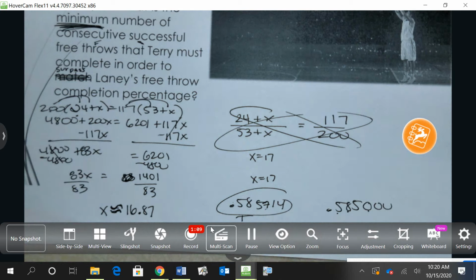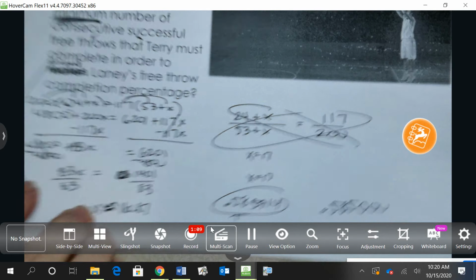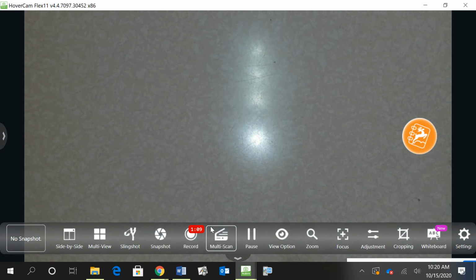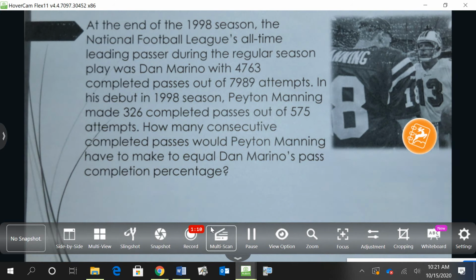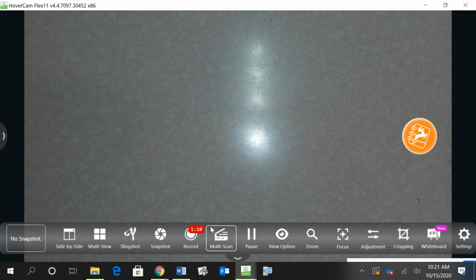Two problems left, hang with me. Let's do that one last because it's large numbers and just setting it up. Well, let's do this one next, actually.